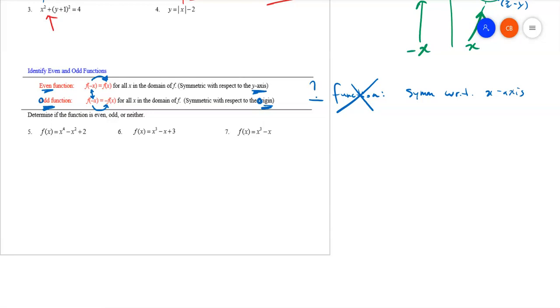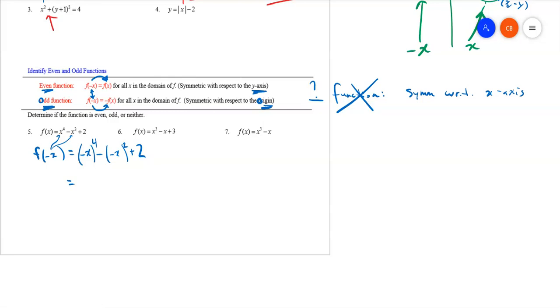So either way, we want to start out by plugging in negative x. Find out what f of negative x is. Is it just the same thing as f of x, or is it exactly the negative of f of x? I'm just doing number 5 here, plugging in negative x for these x's, so it should go negative x to the 4th, minus negative x squared, and then plus 2.